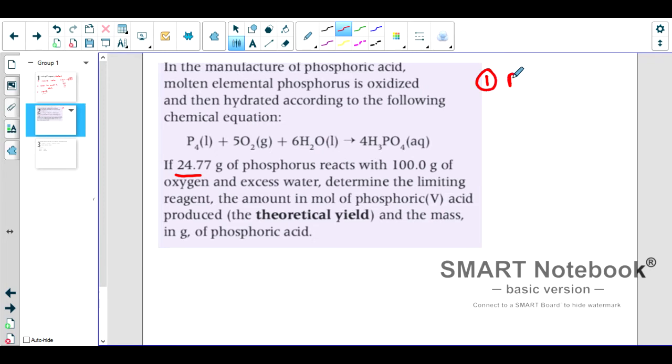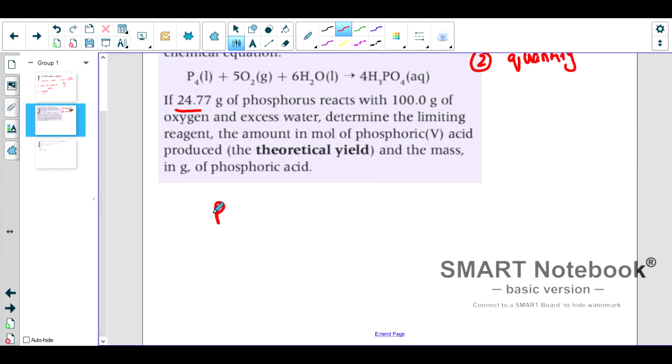First, you should have a balanced equation, and second, you should have the quantity. Then your question becomes easy. Here we have the equation and the quantities. Okay, let's start this question. We have three reactants and we want to calculate the limiting reagent. It is not true that the one which is present in lesser amount is your limiting reagent. Sometimes the quantity needed in a reaction is also less.